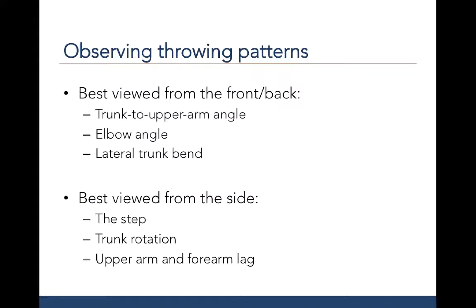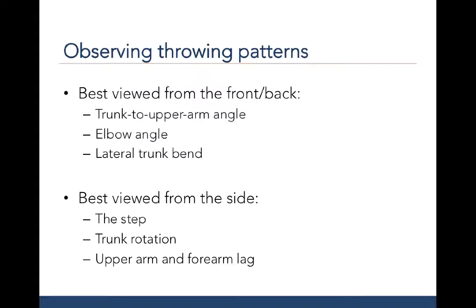Now that we have learned a bit about the different components and have examined our observational plan, one important thing to keep in mind is the best angle to view the movement. Not all movements are best viewed from the side, as we have seen in the previous examples. Some movements are really best viewed from the front or the back. These movements include trunk to upper arm angle. In other words, is the arm in the same plane as the trunk, or is it oblique or to the side?